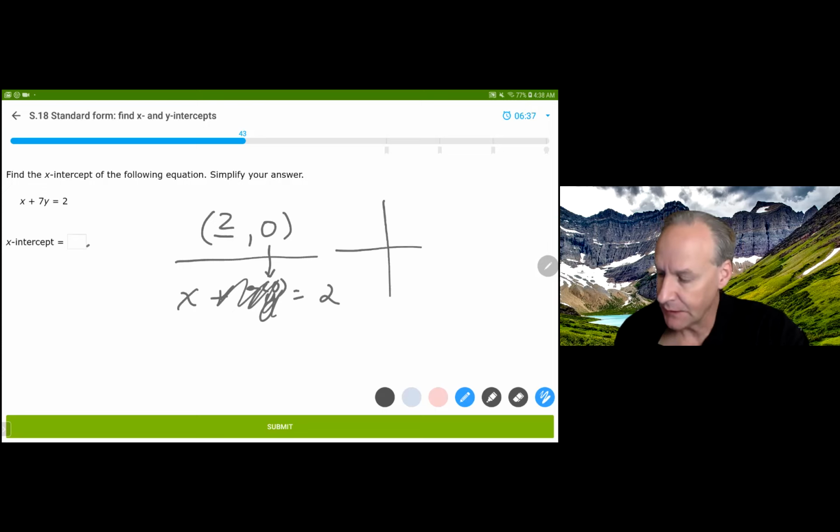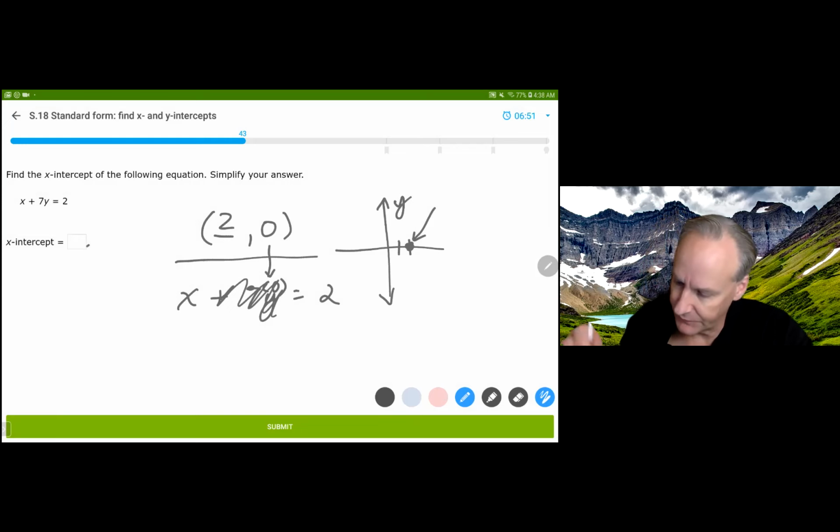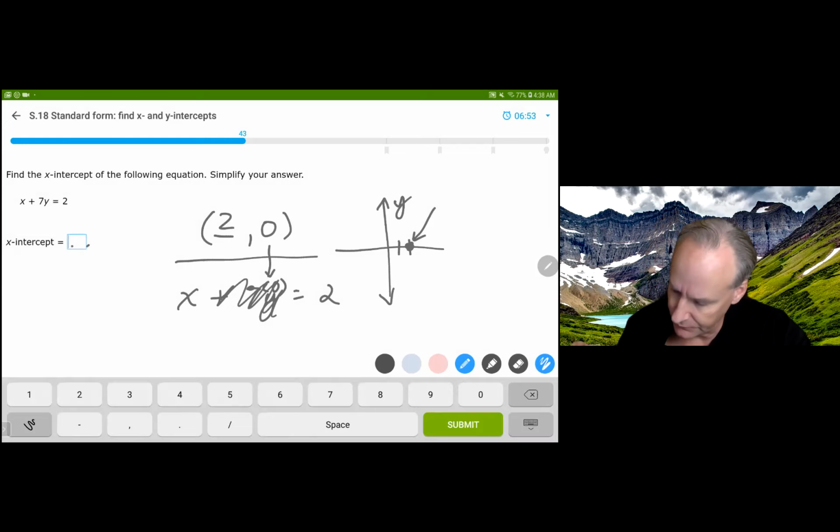And keep in mind, it is really easy to mess this up. This is actually that point right there, and it's on the x-axis. Notice that the y value is actually 0 here. Almost touched my submit there before it was done. So it's 2.